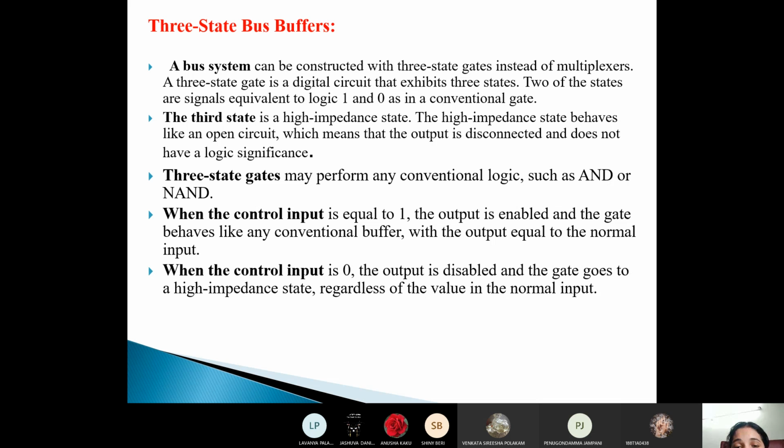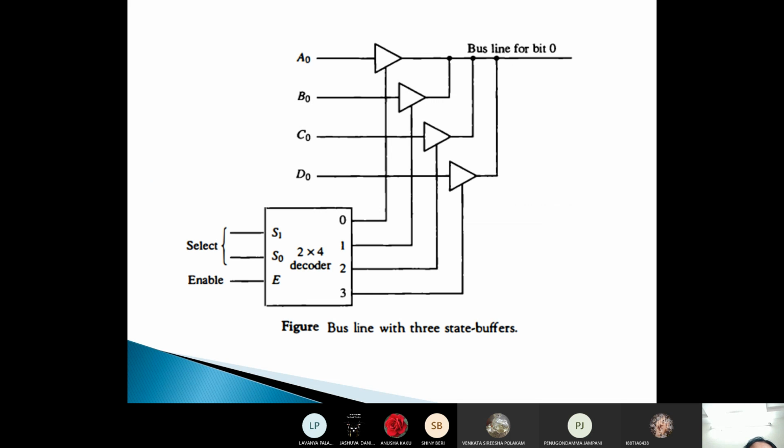When the control input is 0, the output is disabled and the gate goes to the high impedance state regardless of the value in the normal input. So this is the three-state bus buffer. This is the diagram of the three-state buffer. We are having the graphic symbols of the three-state buffer gate shown here.